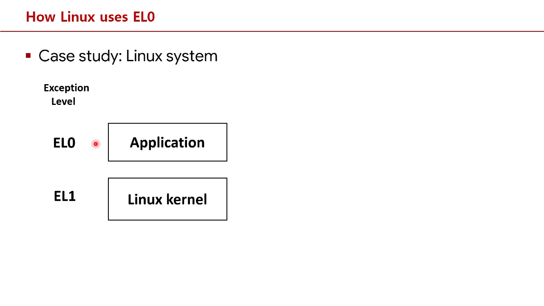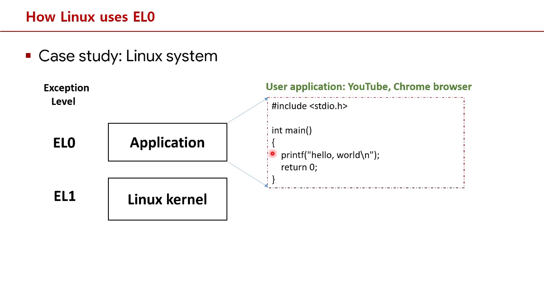Now let's break down how exception level 0 can be used in the Linux operating system. Here, this is exception level 0. This is exception level 1. As you know, the usual application like the YouTube application or Chrome browser application can be running at exception level 0. For example, most of the applications you are using on the smartphone could be examples of user applications. Now, the important question at this moment is which code can be running in the user application.